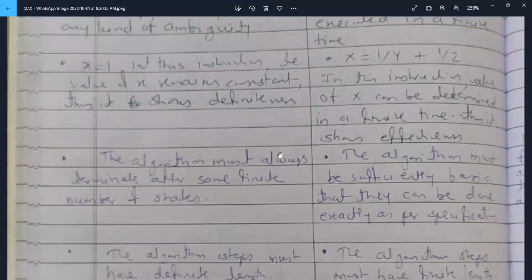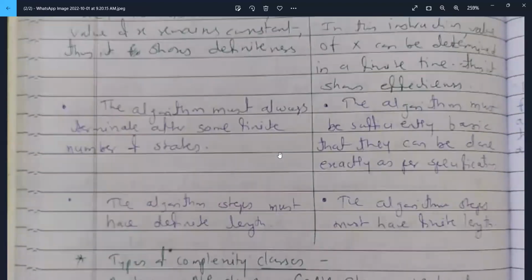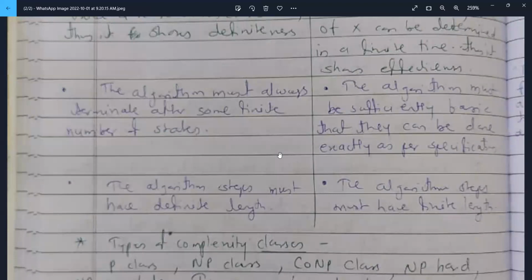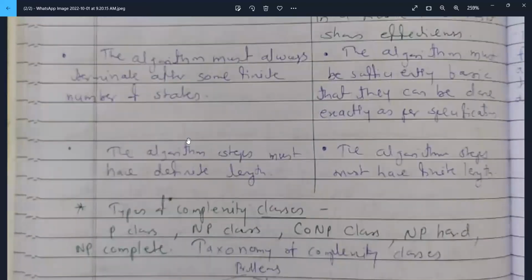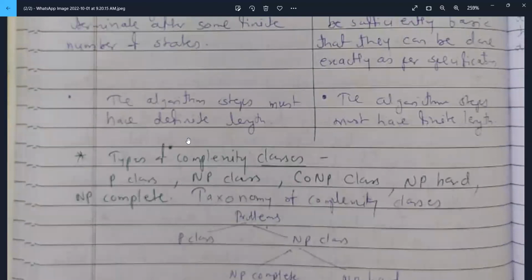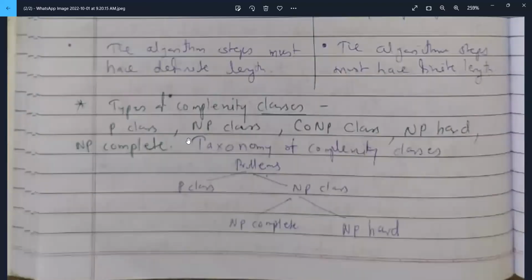Thus it shows effectiveness. The algorithm must always terminate after some finite number of steps. The algorithm must be sufficiently basic that they can be done exactly as per specification. The algorithm steps must have definite length. The algorithm steps must have finite length.